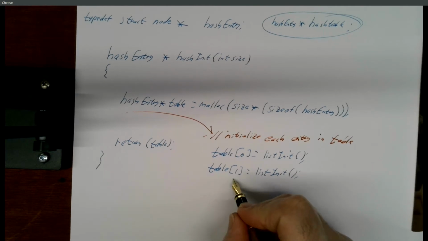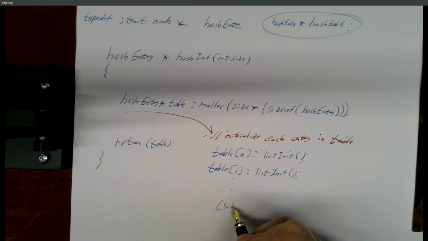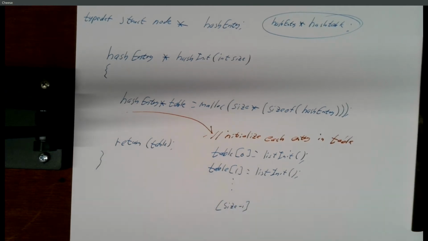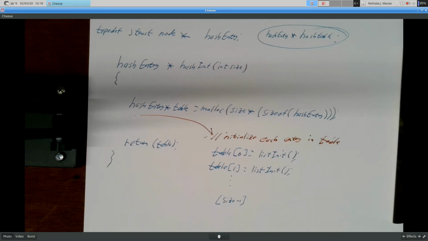And so you want to do this up through size minus 1. So make a for loop or something and iterate. And when you're done, you should have a total of size linked lists, each of them empty, with a sentinel node of each list stored in this array called table. And now you have access to each of your linked lists through those sentinel nodes.